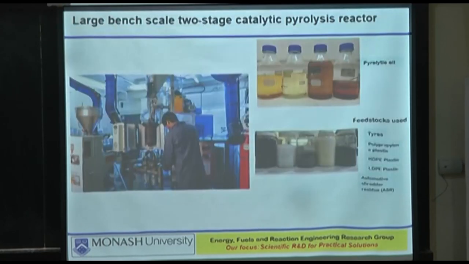And that's basically it. And this is a pyrolyzer for waste plastics and waste tire, which we have commercialized. And there are two different companies now building plants to make liquid fuels from the waste plastic. And some of the samples are shown in here.